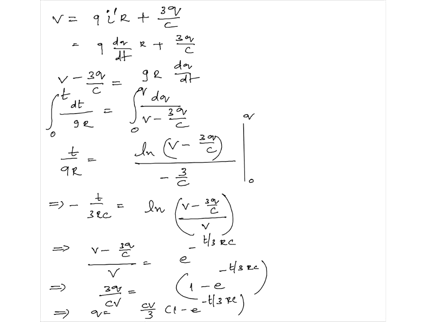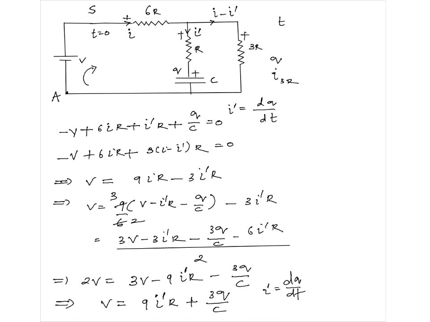Now this CV by 3 will be the final charge. There were two questions, these two: Q, and I through the 3R resistor. At time t we have found Q. Let's find out I in 3R at time t.